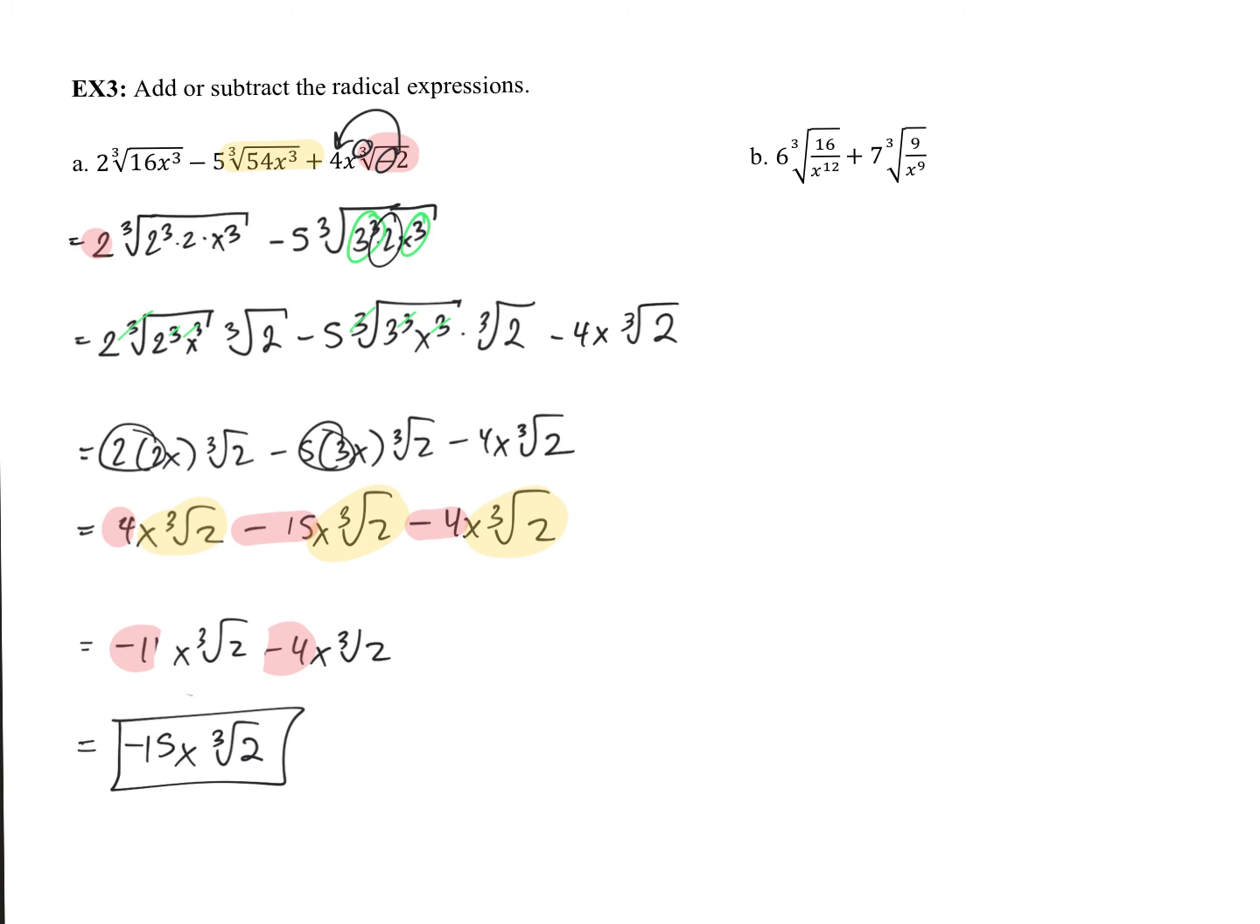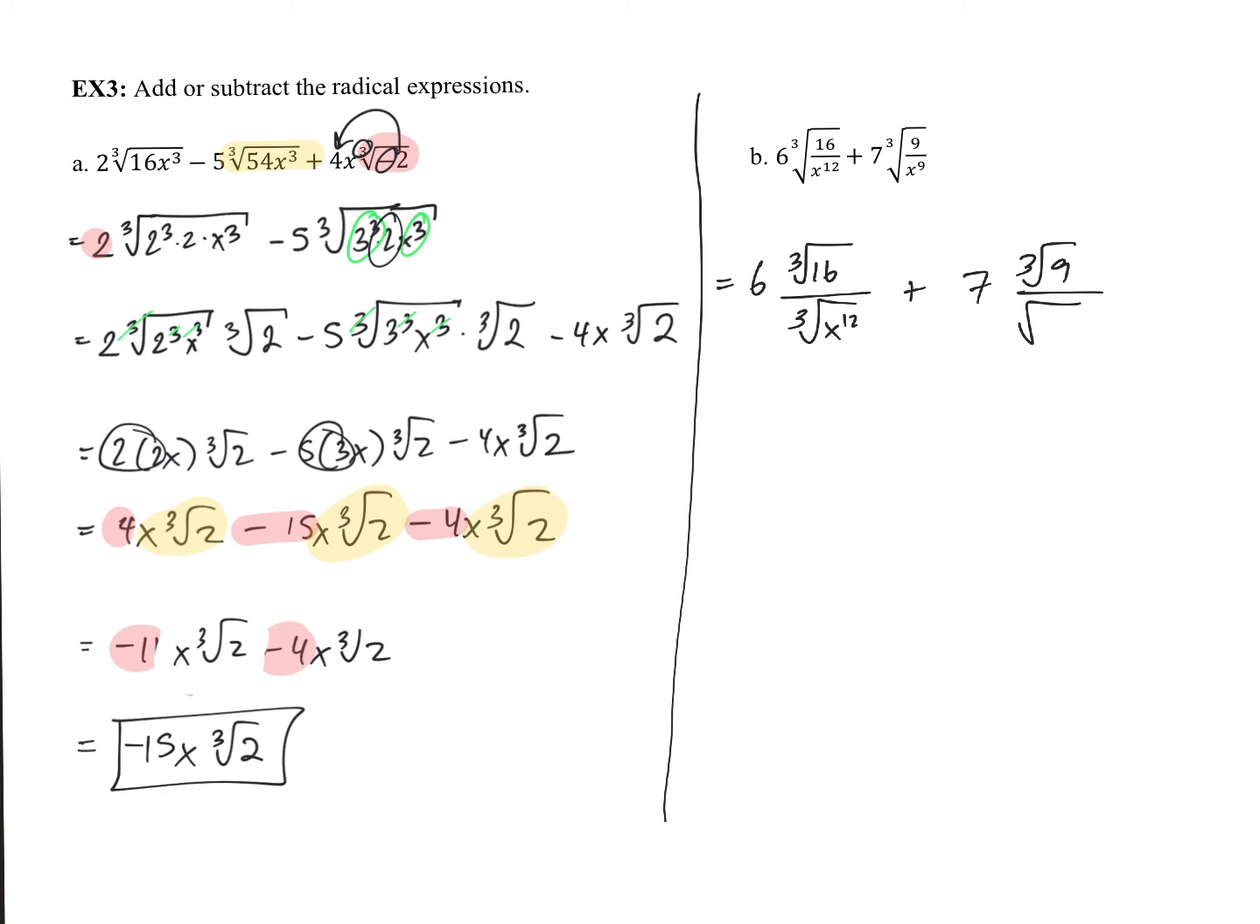Okay, ooh, one more to go. Ooh, but this one has a lot going on. So we have some fractions. I'm going to try to see if I can simplify the fractions. So let's go ahead and split them. That'll be the cube root of 16 over the cube root of x to the 12th, plus 7 cube root of 9 over cube root of x to the 9th.